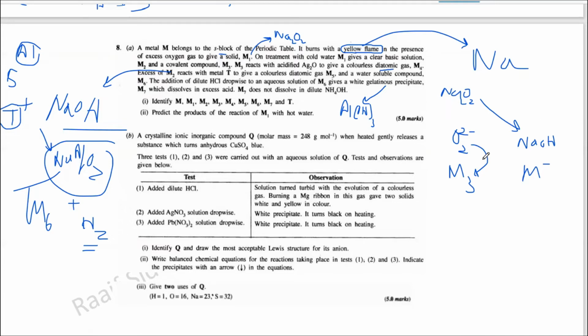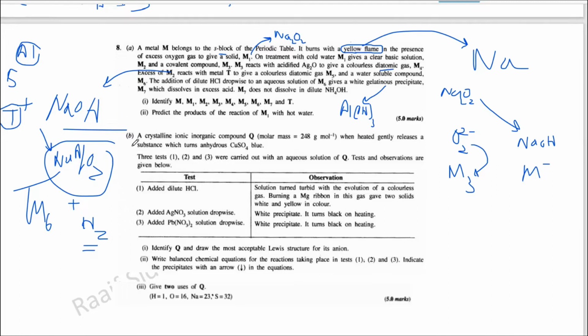the covalent compound is O2 2-, which is H2O2. And when it is oxidized with Ag2O, it will form basically O2 gas, which is the diatomic gas here. And excess of M2 reacts with metal T. So basically metal T is aluminium, which gave you hydrogen, which is M5 here in this case. And water soluble compound M6 is sodium aluminate, NaAlO2.